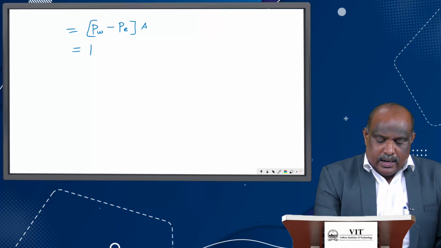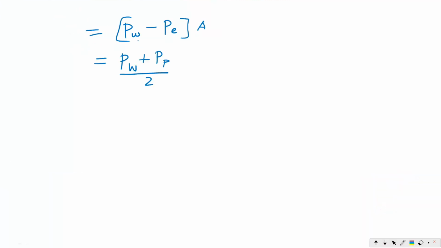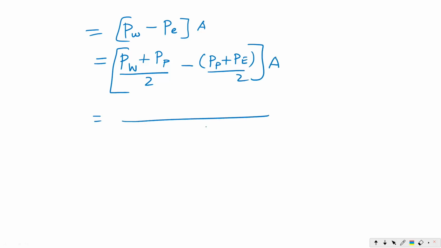So what is PW? Right now we have obtained the value of PW, which is nothing but the average value of PP and PW by 2. These are capital letters, this is small letter. So we are trying to convert the value from the face to the nodes. I hope you got it. Minus, what is the value of PE? So it will be PP plus PE by 2. So you don't forget to put the bracket, PP plus PE by 2 of area. Now we can take the LCM, it will be 2, it will be PW plus PP minus PP minus PE of area.